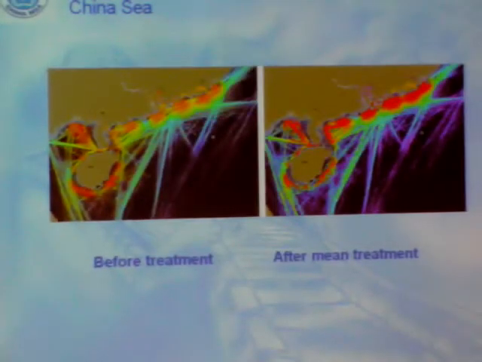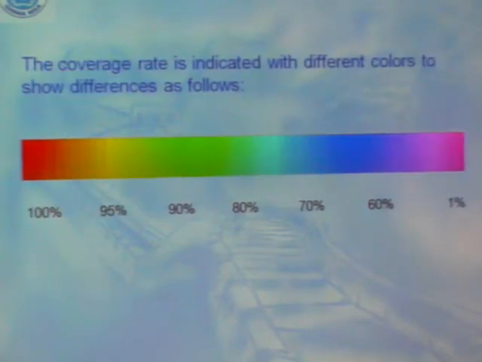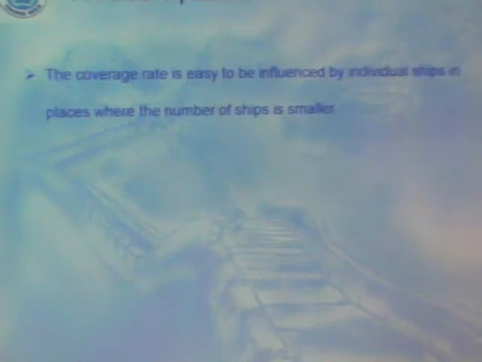This graph below shows the overlay of the South China Sea before treatment and after treatment. And the coverage rate is indicated with different colors to show the difference as follows. You can see in this graph from red to purple, from 100% to 1%. The coverage rate is easily influenced by individual ships in places where the number of ships is smaller.